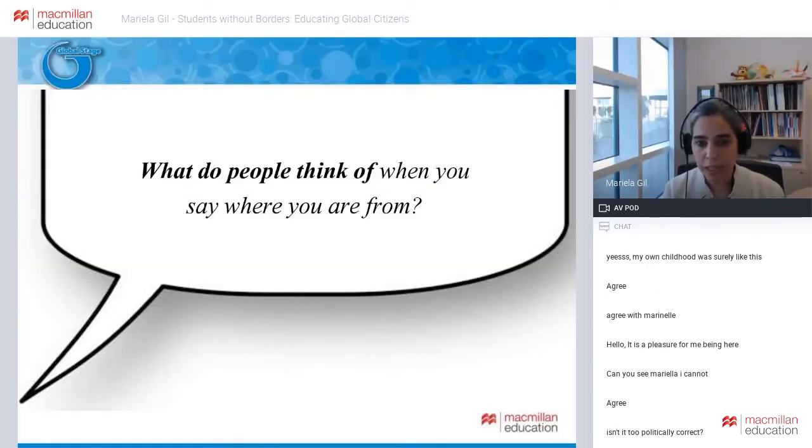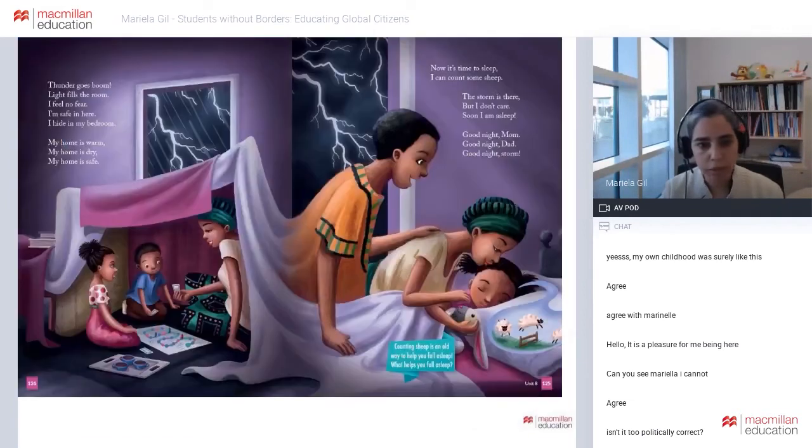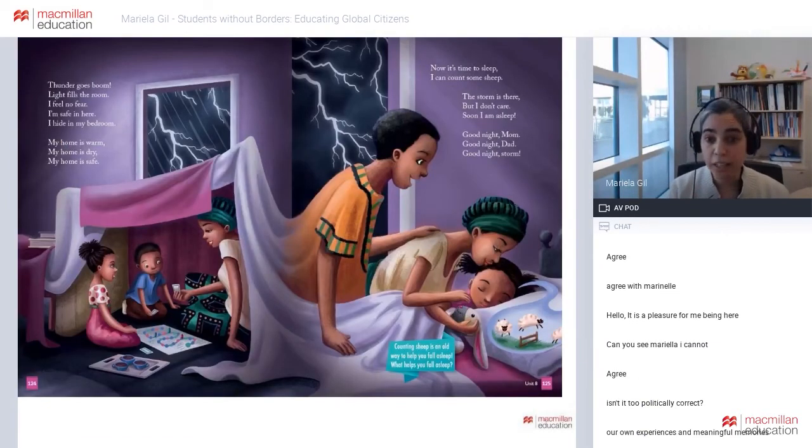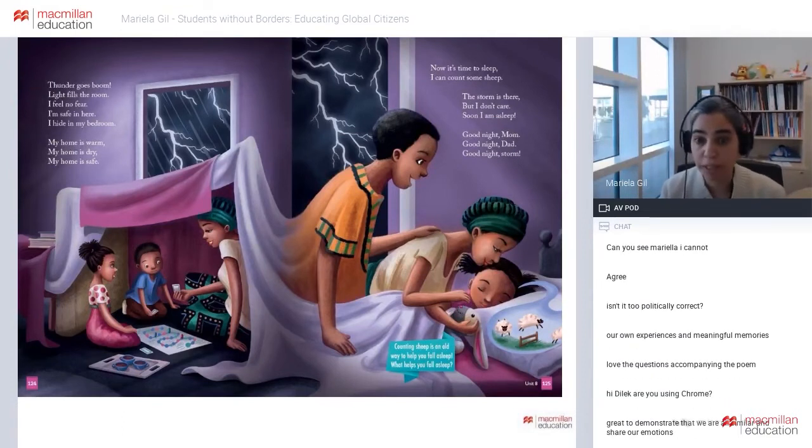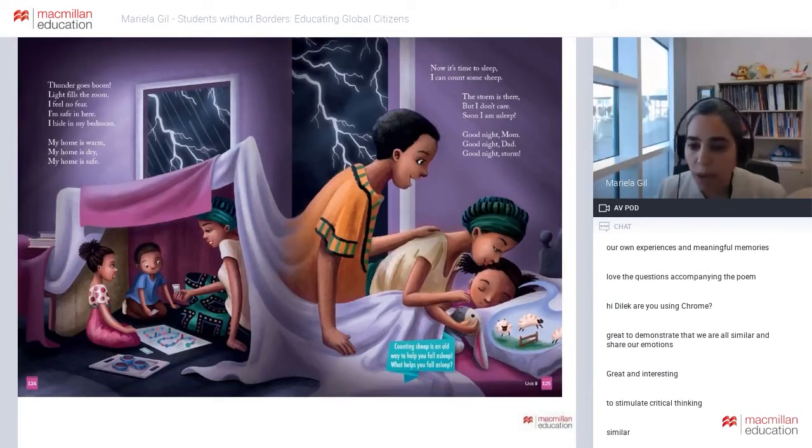And what we've done here is we've tried to expose children to a different family. And we have many, many different texts, so there's a variety always. And these are things that you could easily bring into your classroom.